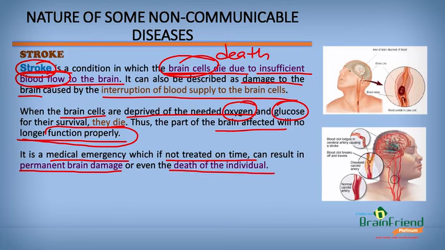Now we can see from our image that there is an interruption here. There is a blockage stopping blood from moving from this part to the other side of the brain cells. So this blood is unable to pass due to this interruption in the middle here. So the brain cell affected will be damaged. Now this can lead to what? Permanent brain damage or death of the person.